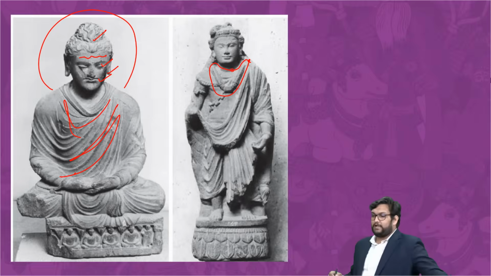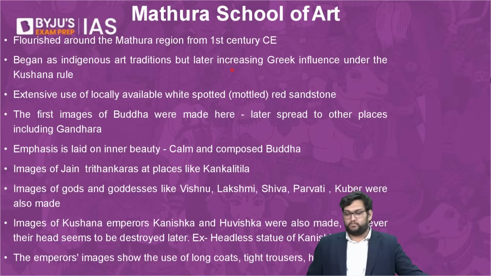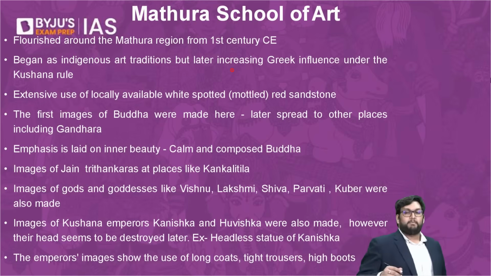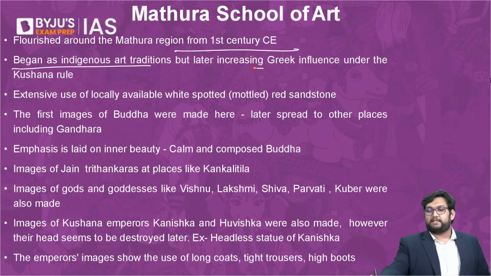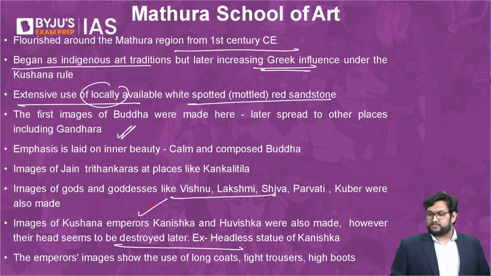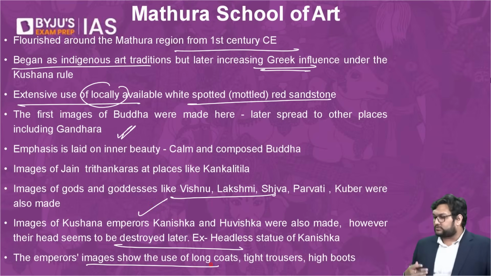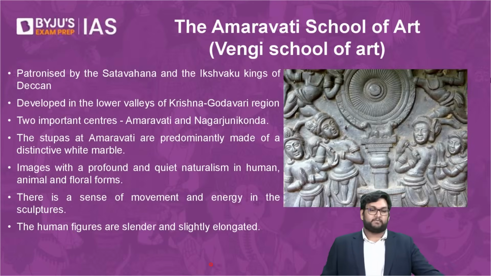So when we see Amravati, yes, but confused. I have no idea how you are confused with something still. Mathura starts in 1st century CE, indigenous but increasing Greek influence, with extensive use of locally sourced white spotted red sandstone. First images were of Buddha. Thereafter, we get Lord Vishnu, Lakshmi, proper Hinduistic images also. But we also have emperor images, and that shows us coats, tight boots with regards to that. So this is the Mathura discussion.